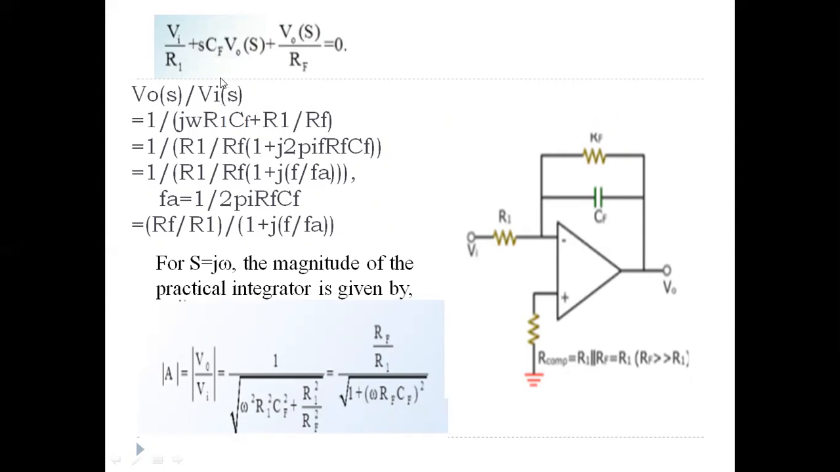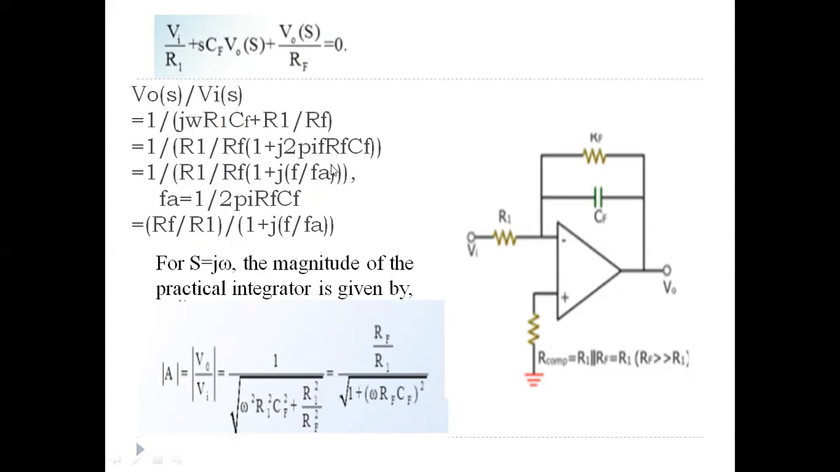So if you simplify the equation, that means if you substitute S is equal to j omega, then V0 of S by Vi of S is equal to 1 by j omega R1 CF plus R1 by RF. So R1 by RF will be common. If you take the common term as R1 by RF, then you can get 1 plus j into 2 pi f into RFCF. So that is 1 by R1 by RF into 1 plus j into f by fa, where fa is 1 by 2 pi RFCF.